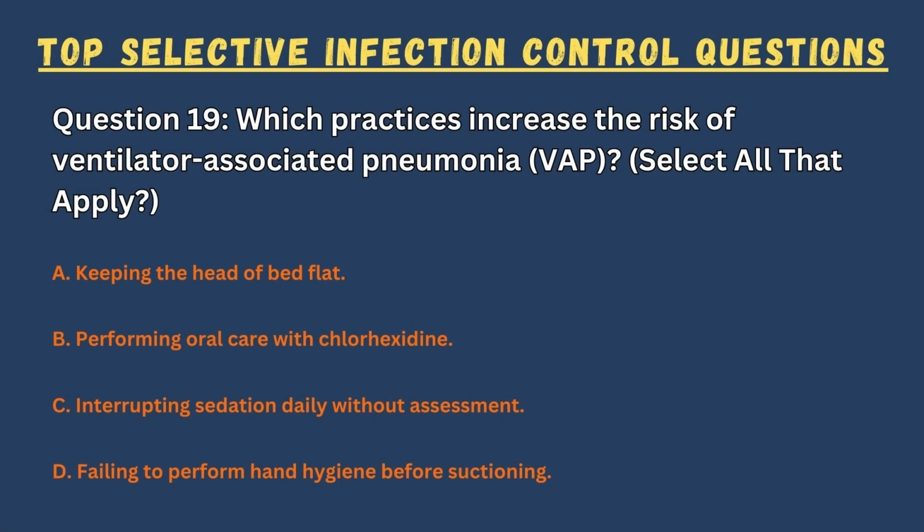Question 19. Which practices increase the risk of ventilator-associated pneumonia, VAP? Select all that apply. A. Keeping the head of bed flat. B. Performing oral care with chlorhexidine. C. Interrupting sedation daily without assessment. D. Failing to perform hand hygiene before suctioning.